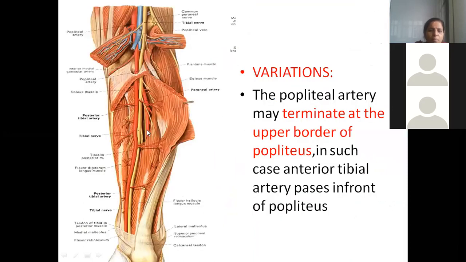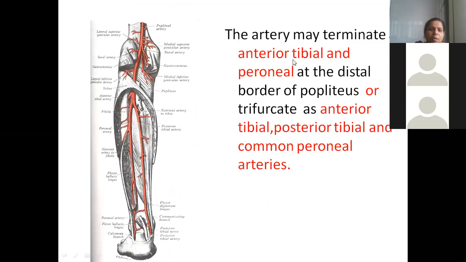So sometimes there may be variations. The popliteal artery may terminate at the upper border of popliteus. In such a case, the anterior tibial artery passes in front of popliteus. Basically, it should be at the lower border, but it may be at the upper border also. Sometimes the artery may terminate as anterior tibial artery and peroneal artery, not into anterior and posterior tibial. Instead, variations will be there. From the peroneal you will get the posterior tibial artery in such cases. Sometimes it may trifurcate also: anterior tibial artery, posterior tibial artery, and common peroneal. Three different branches. It may come like this also.